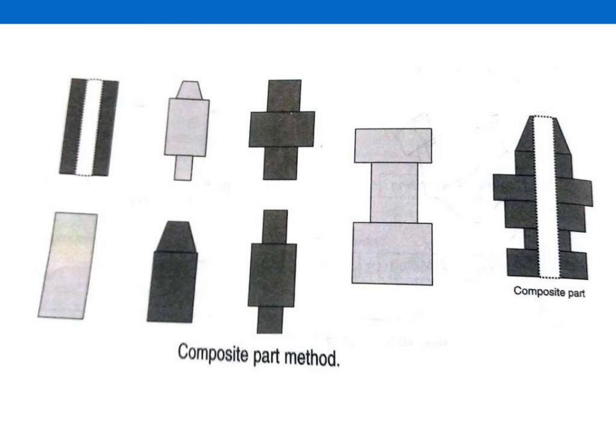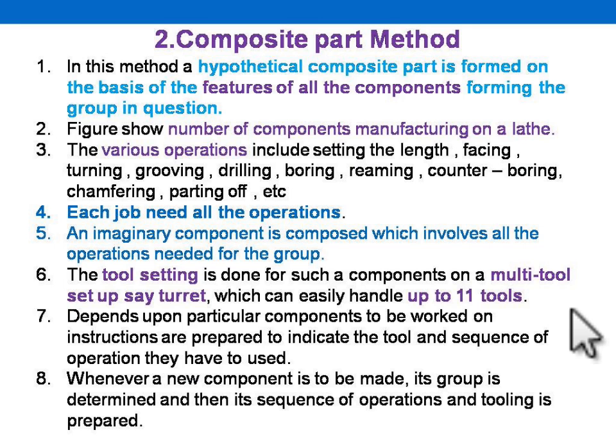We see an example of this, where we have part families of these parts. Every part has different features. Some may be similar, but some features are different. So we count every feature and make one hypothetical part which has all the features. This is the composite part which has all these features. Understand? It is not a real part, but a hypothetical composite part which has all the features of the group families.